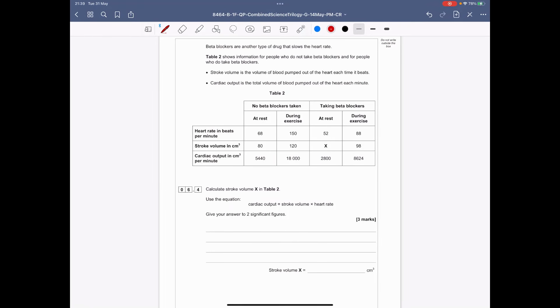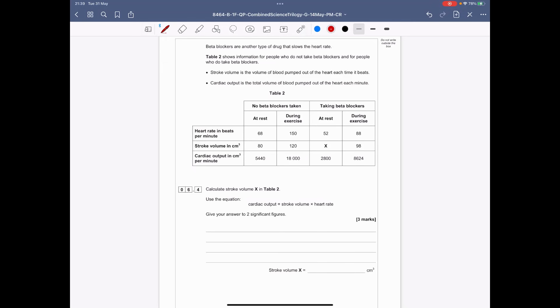Beta blockers are another type of drug that slows the heart rate. Table 2 shows information for people who do not take beta blockers and for people who do take beta blockers. Stroke volume is the volume of blood pumped out of the heart each time it beats. Cardiac output is the total volume of blood pumped out of the heart each minute.